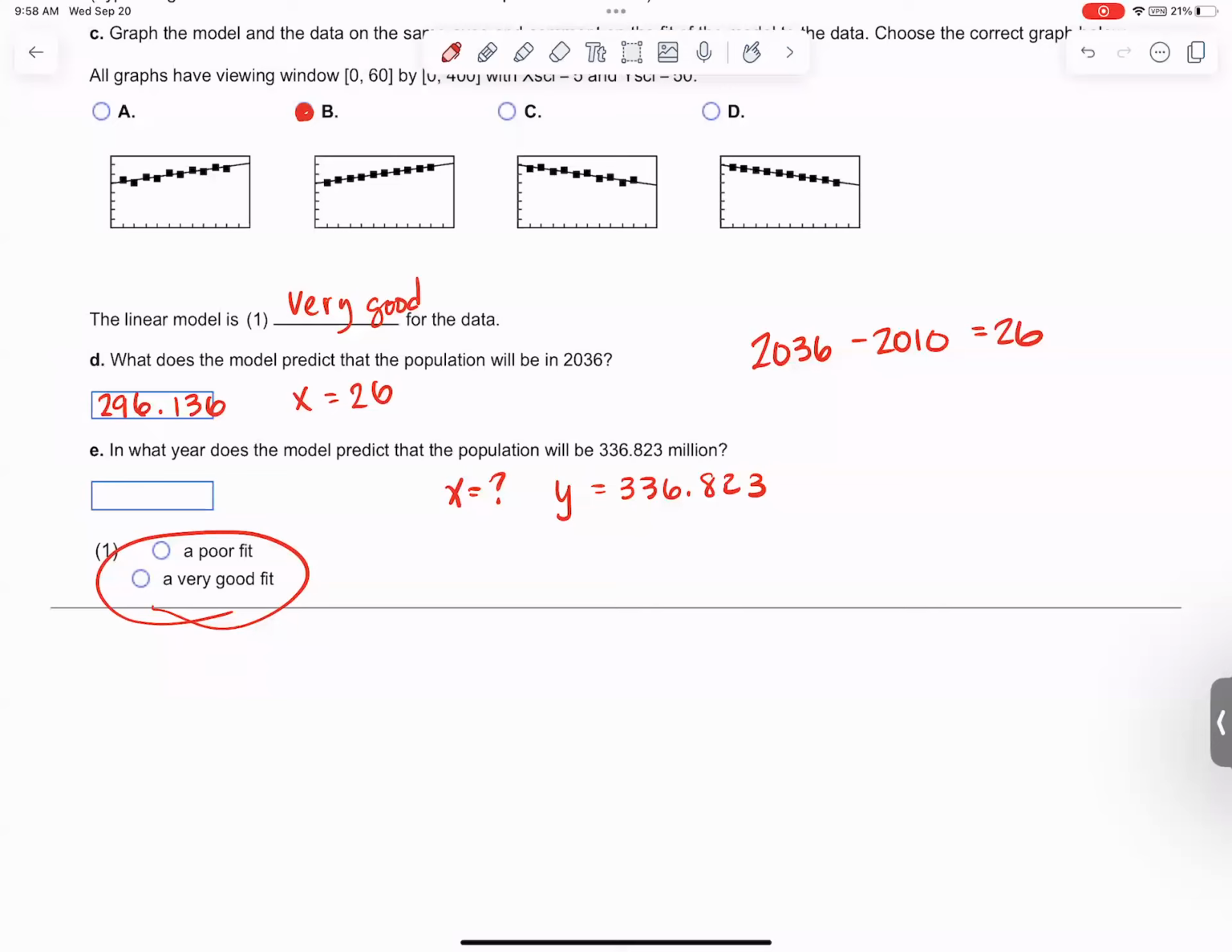So does it intersect at 47.527? So what year is that? So it intersects at X equals, what did I say? 48 approximately. So what year is that? So 2010 plus 48, is that 2058?